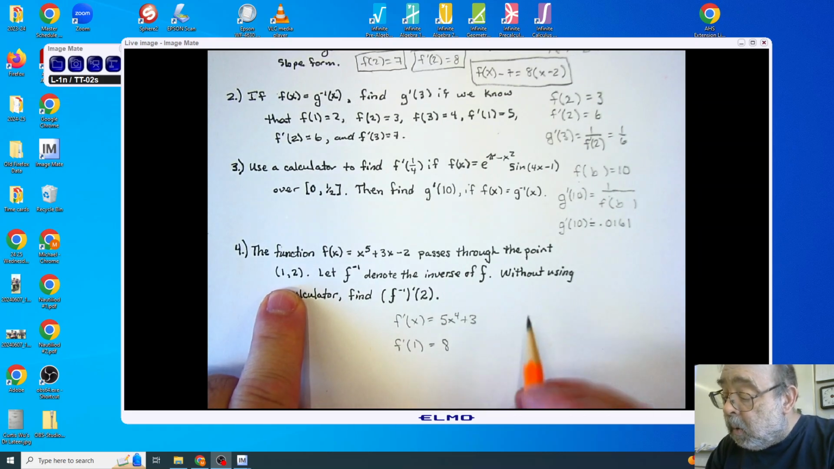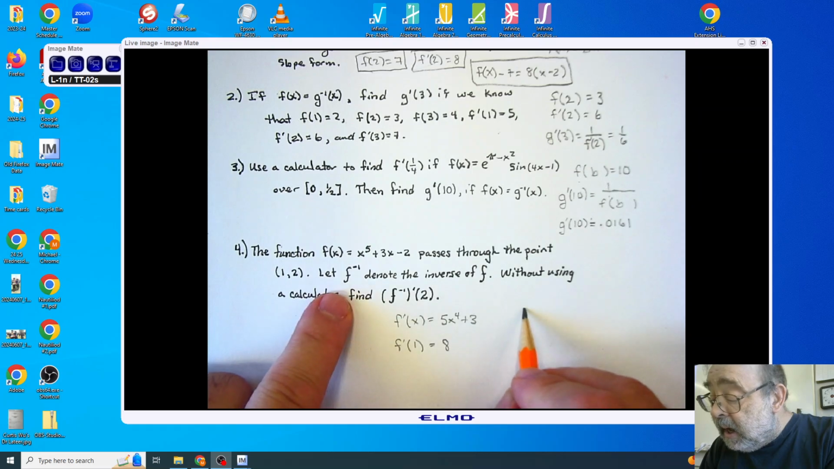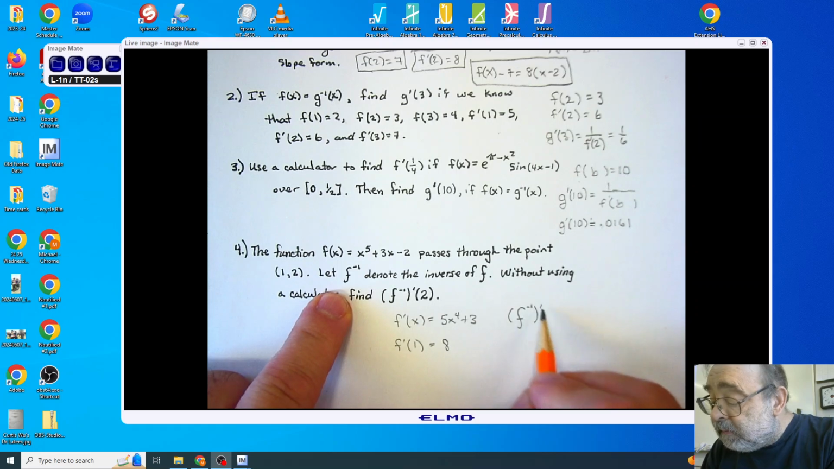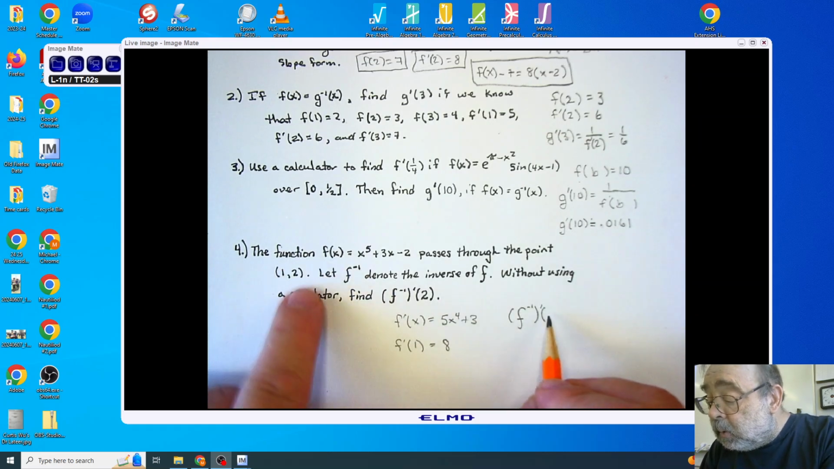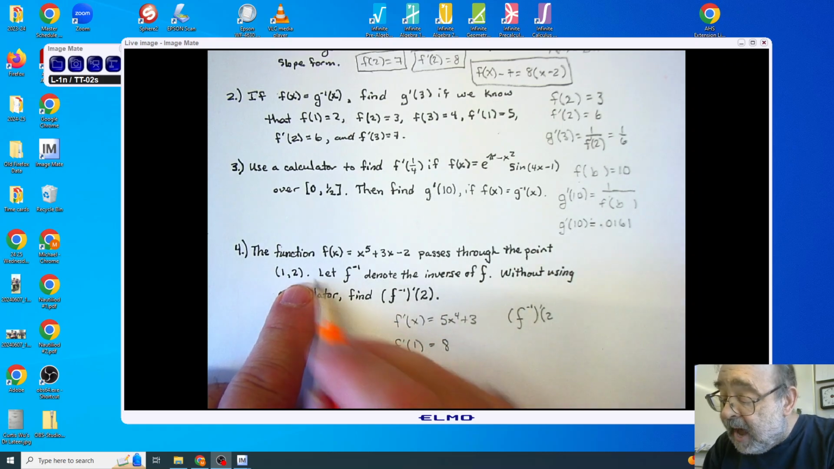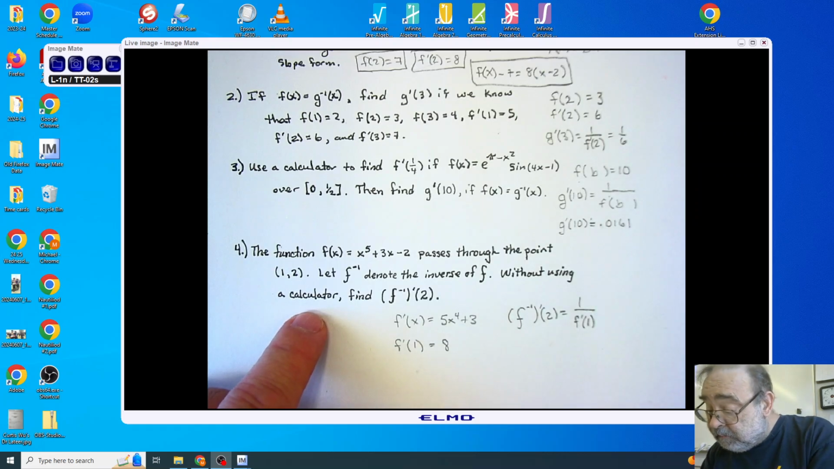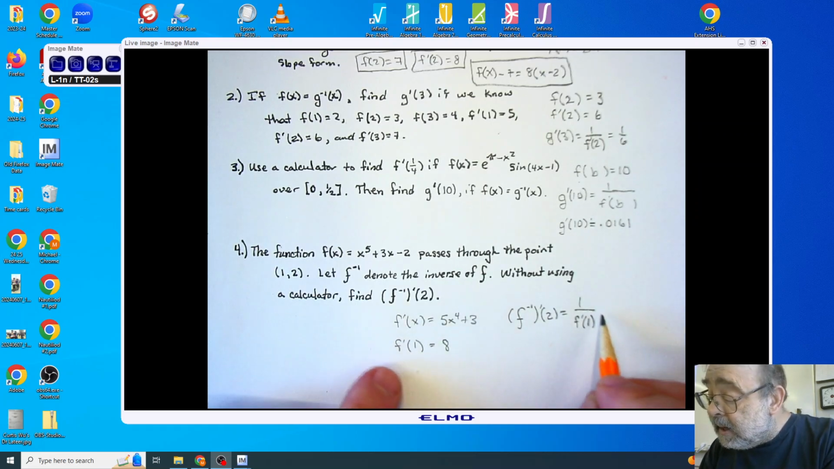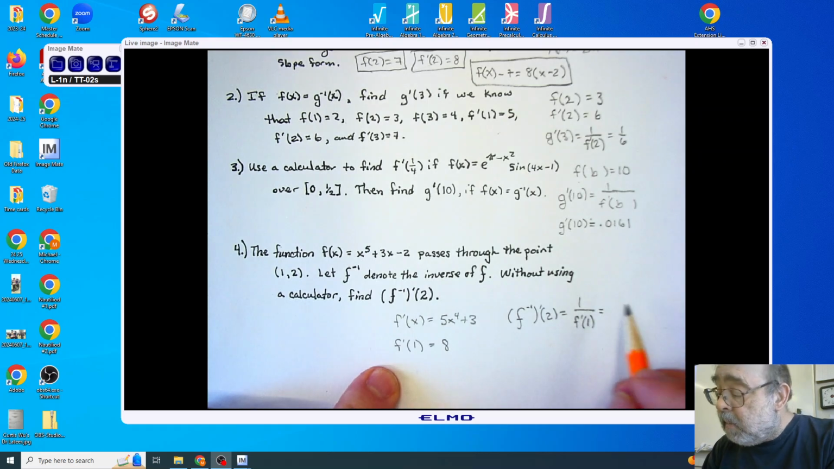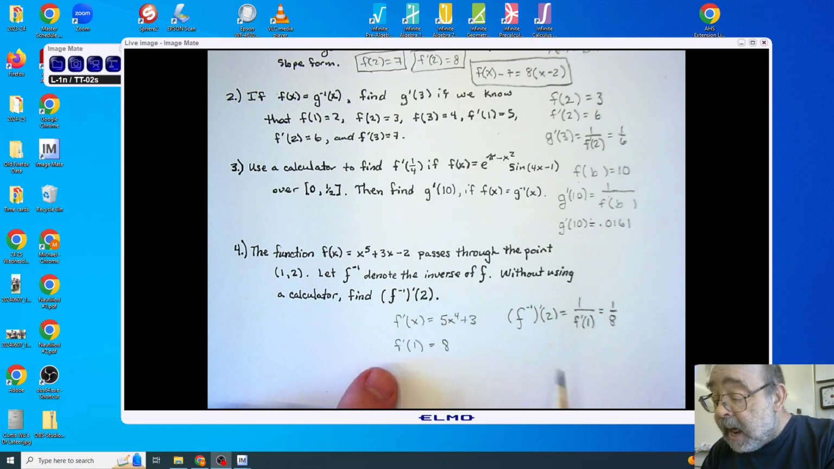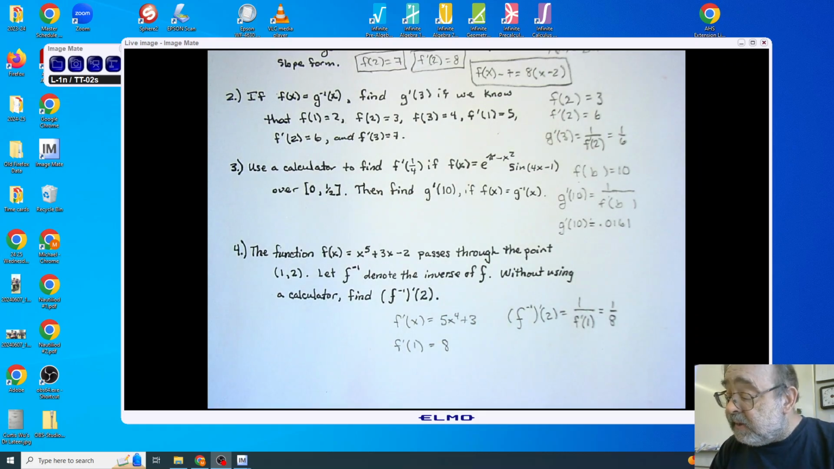Since we know that the inverse derivative at 2, the b value of f of x, is the reciprocal of f prime at its a value, or the b value to the inverse, I can now substitute, and my answer is 1/8. Okay, now you'll notice I've done everything I need.